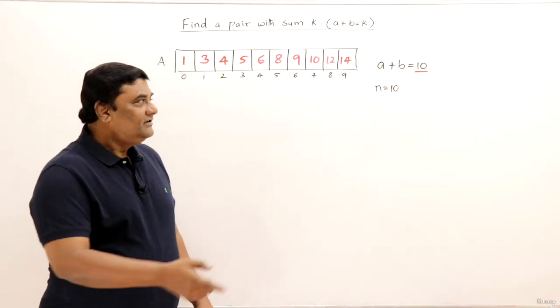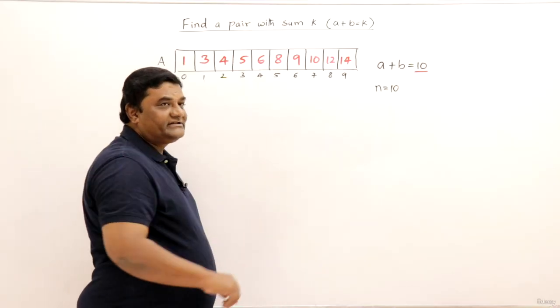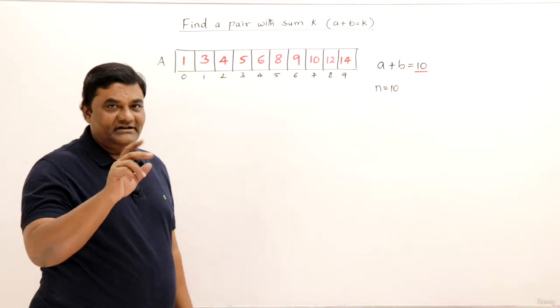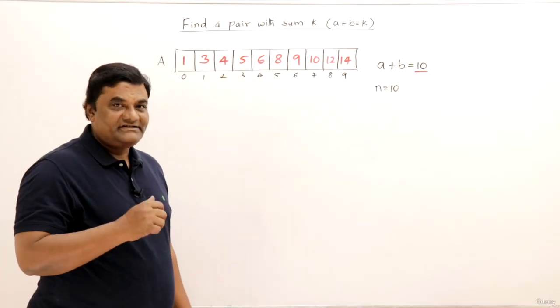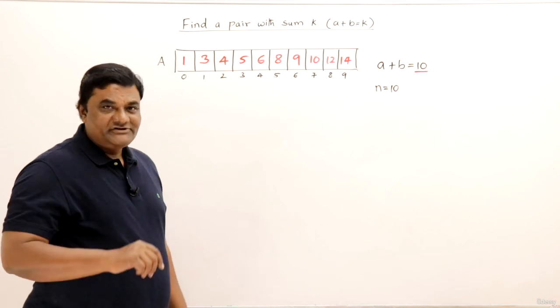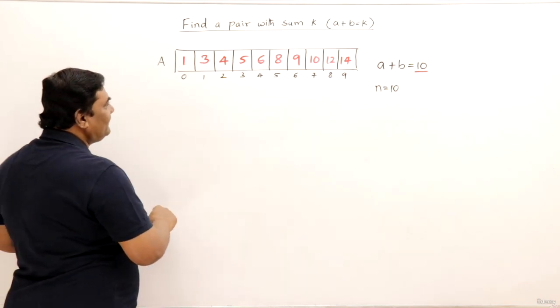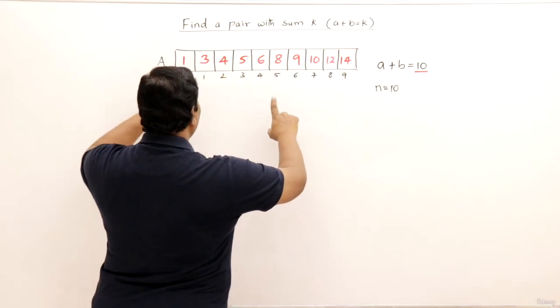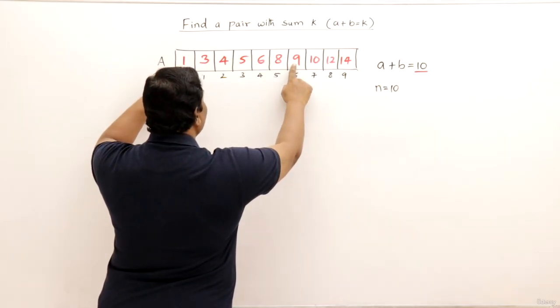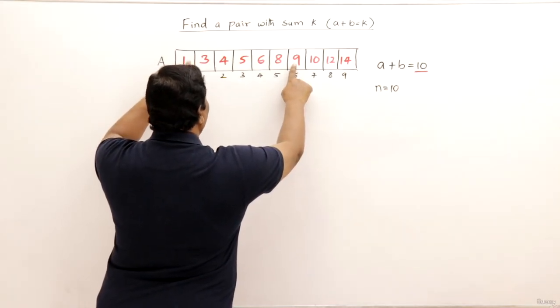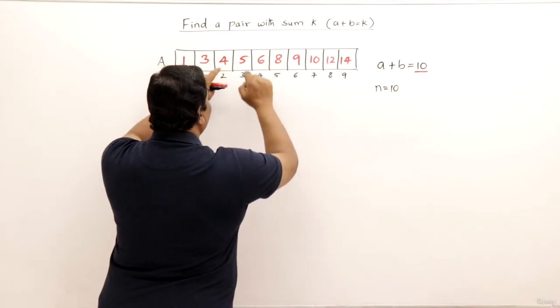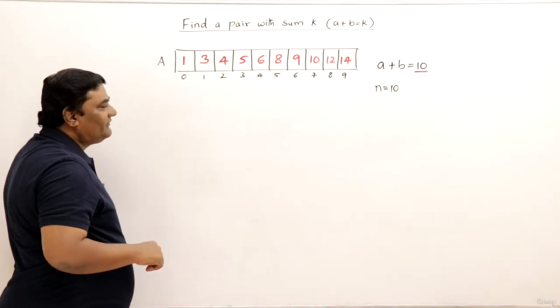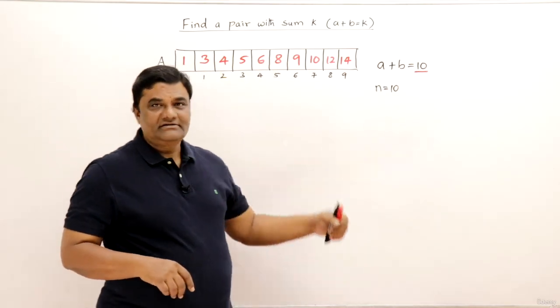I already have an array which is sorted. So in a sorted array, how to find this, we will see. I'll show you the procedure. We want a pair. First, let us check whether there are any such elements. Like 1 and 9 is there, and 4 and 6 is also there. Yes, so we have two pairs of elements whose sum is equal to 10.